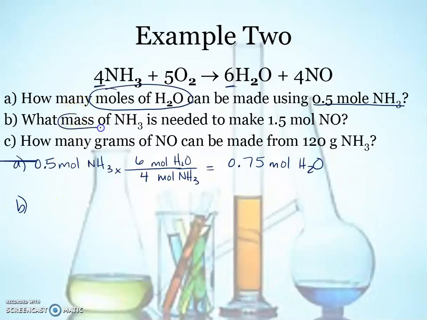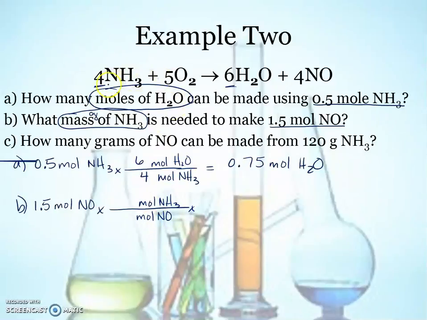All right, what mass of NH3, so we're looking for grams, is needed to make 1.5 moles of NO? Well, it doesn't matter if this is on the reactant or the product side. We're still starting with that number. So 1.5 moles of NO. All right, we want to get rid of moles of NO and we want to go to grams of NH3. So we have to go from moles of NO to moles of NH3.